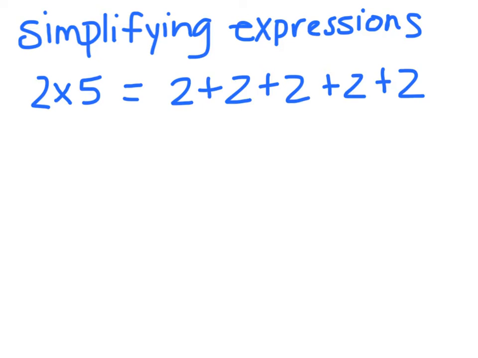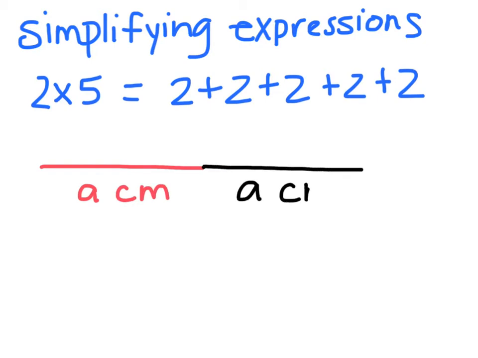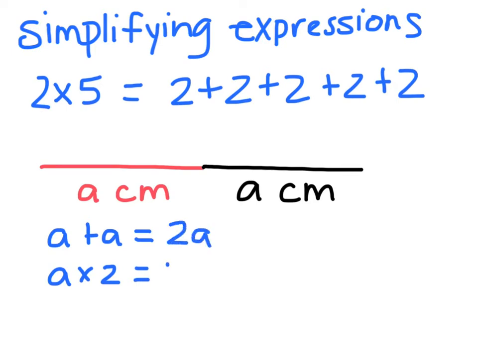For example, let's say we have a stick that is a centimeters long, and we have another stick that is also a centimeters long right next to it. If we wanted to know the total length of the two sticks together, we have two possible ways to solve, right? We could take a plus a, or a times 2, both of which would give us 2 a's. Voila, we just simplified our algebraic expression. A plus a is 2a, or a times 2 is 2a.